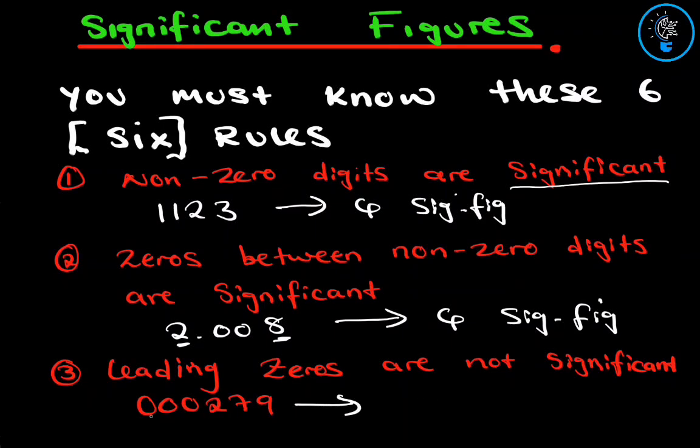Okay, the rule still applies. We say leading zeros are zeros before the non-zero digits. So these ones are what we are calling leading zeros. These ones, they are not significant. So we have 3 significant figures in this case. Very simple, right?